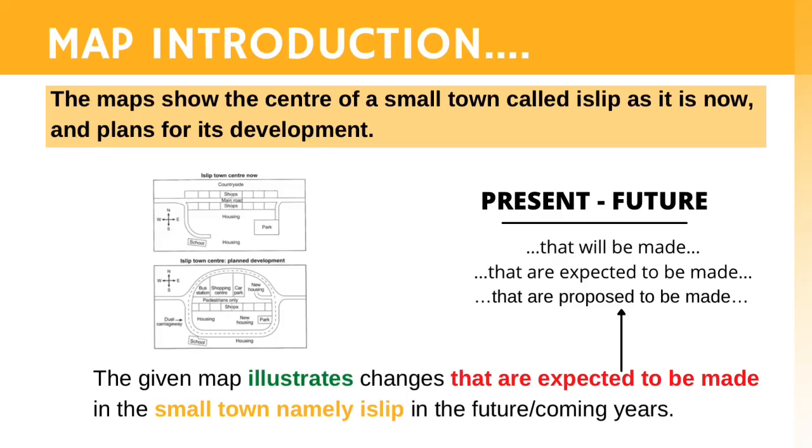Okay, now let's move to the third type of map, that's present to future. Let's see the statement. The maps show the center of a small town called Islip as it is now and plans for its development. Let's see an example. The given map illustrates changes that are expected to be made in the small town namely Islip in the future or coming years. Here you can write that will be made, that are expected to be made, that are proposed to be made. But remember, this is if the map is present to future.